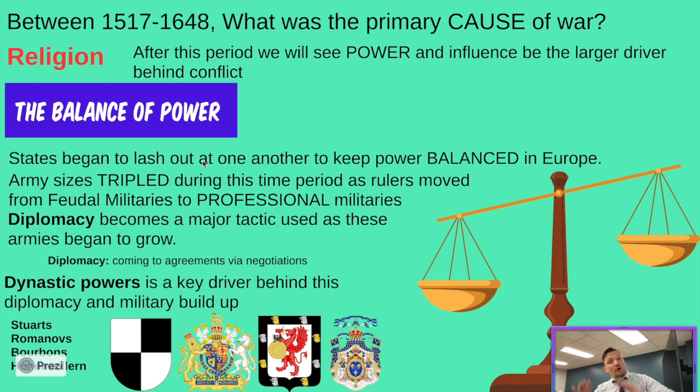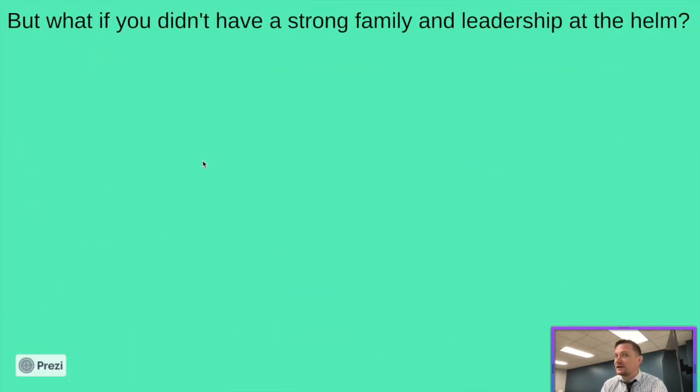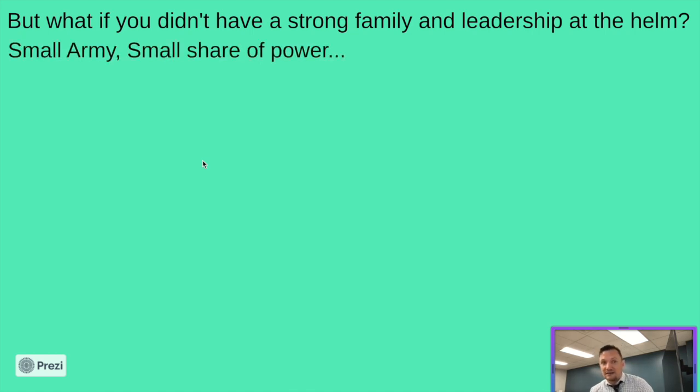So the Hohenzollerns are very important, and they're kind of in the background, and we won't talk about them much at all in this unit, but the Prussians are important, right? Those pesky Prussians. Now, our next question is, what do you do if you don't have a strong family or leadership at the helm? The situation that we're about to talk about demonstrates to us that the balance of power was being negotiated by these families, right?